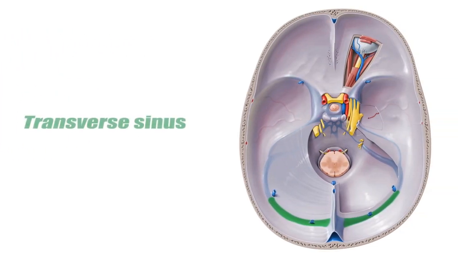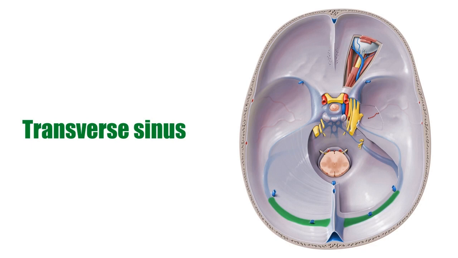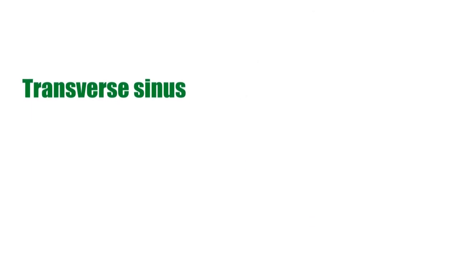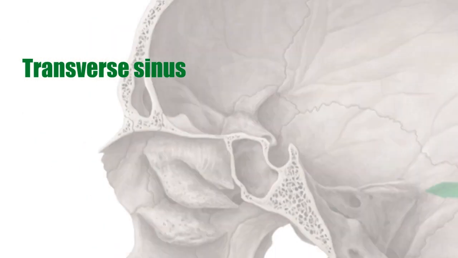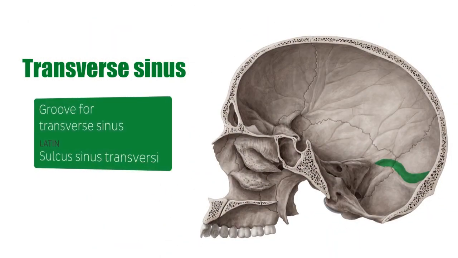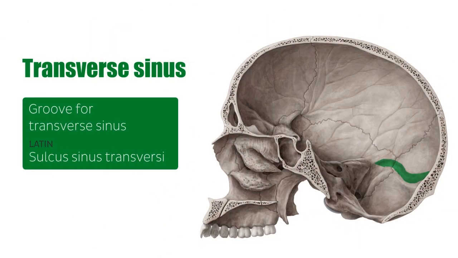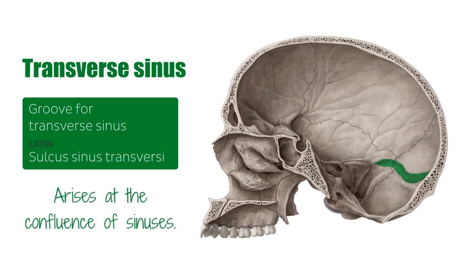The transverse sinus travels bilaterally in the base of tentorium cerebelli in a groove along the inner surface of the occipital bone, as you can see in this image here. It arises at the confluence of sinuses, at the level of the internal occipital protuberance, and continues laterally and anteriorly as it empties into the sigmoid sinus.